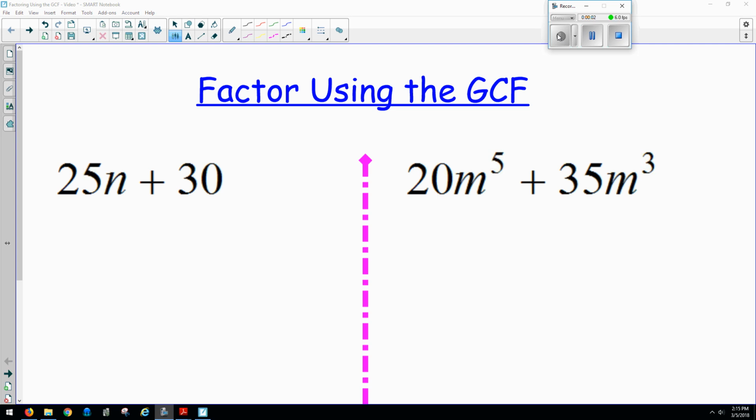Today we're going to start talking about factoring, and the type of factoring that we're talking about today is factoring by taking out the greatest common factor. That's what GCF stands for. So we're sort of going to be doing the opposite of the distributive property.